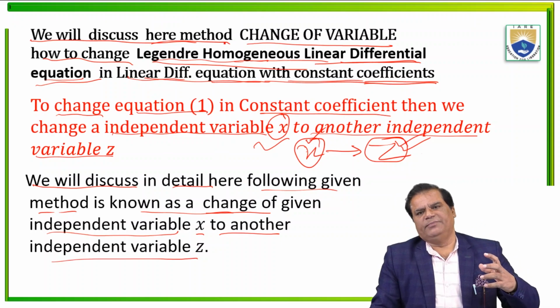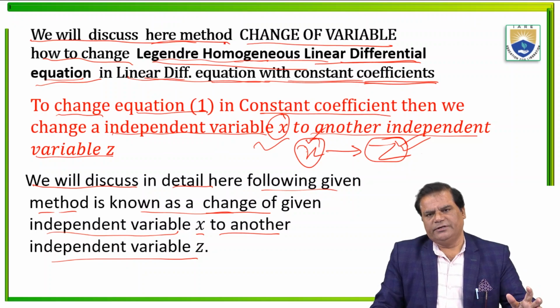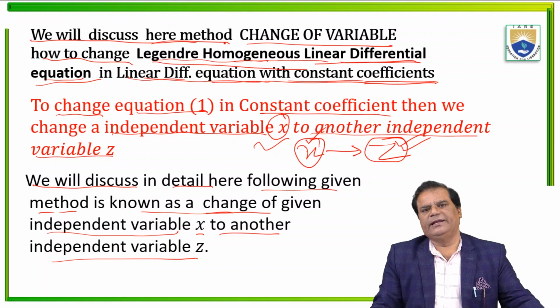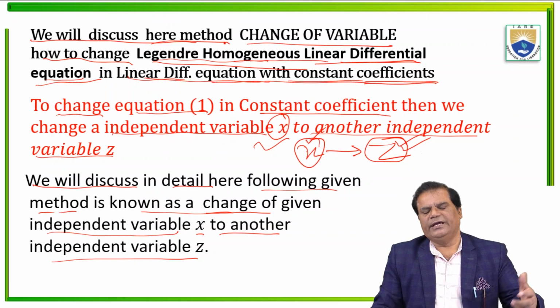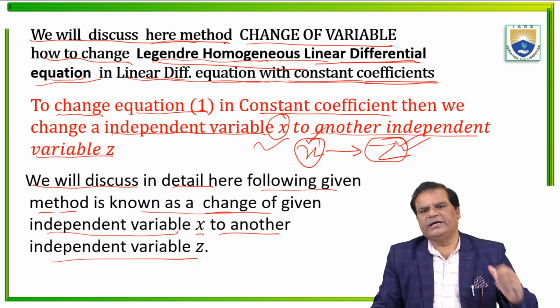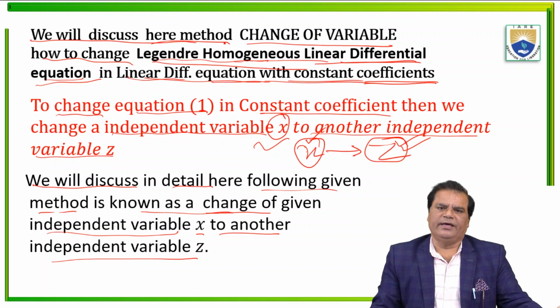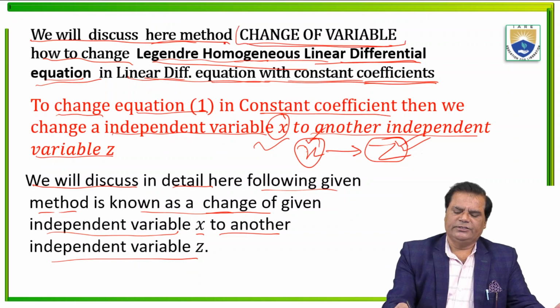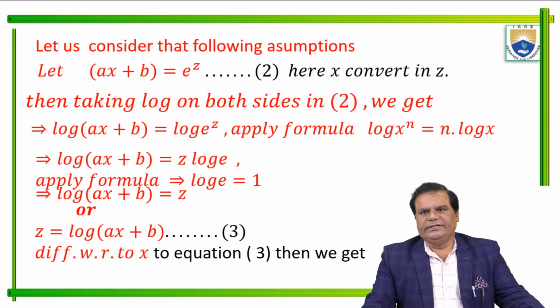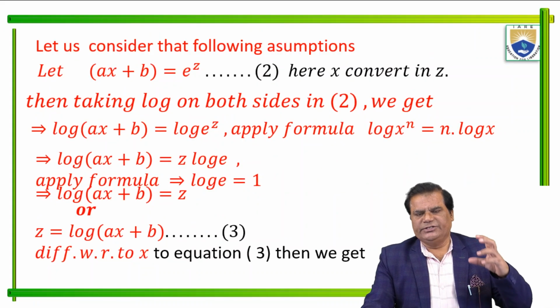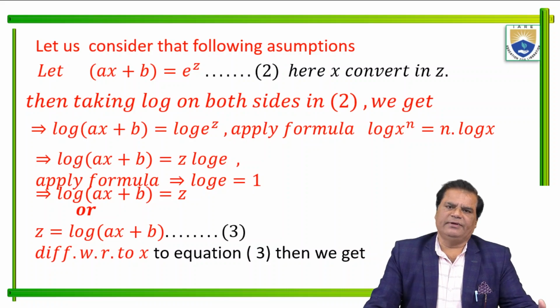Change of independent variable means any variable is given in the question. Suppose x is the given independent variable in our question, and then we change this independent variable x into another independent variable z, t, u, v, or any other independent variable. Then this method is known as change of independent variable. This is the main method. Let us consider the following assumptions. With the help of these assumptions, we can change our independent variable x into another independent variable z.